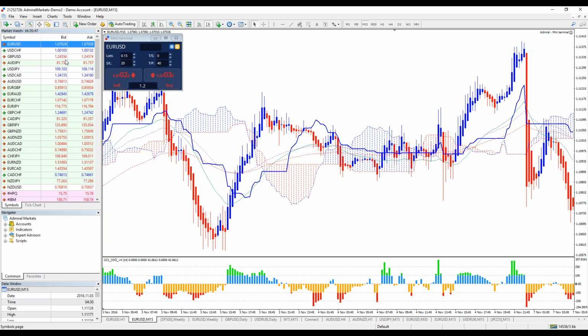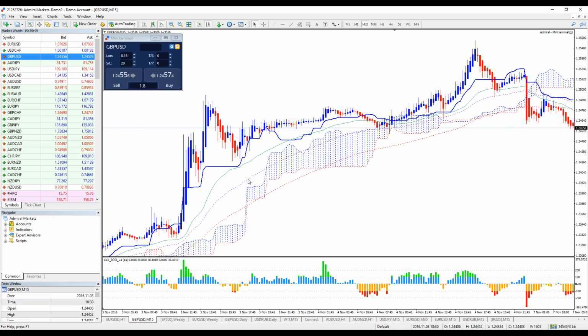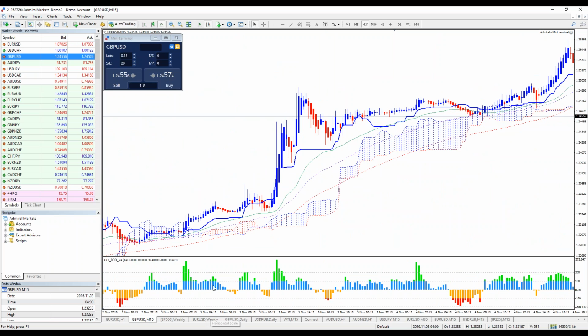And another question, do not add any stochastics here, because it's not for this system. I always receive emails asking me should I add a stochastic indicator, should I add this or that. I always say, guys, no, stick to the original rules.